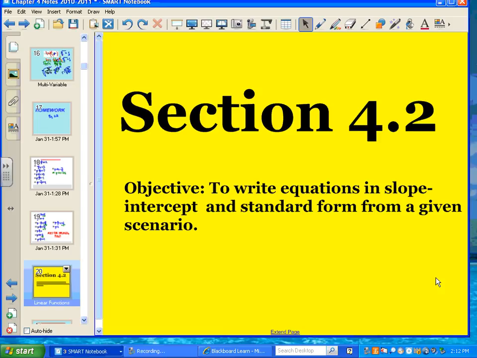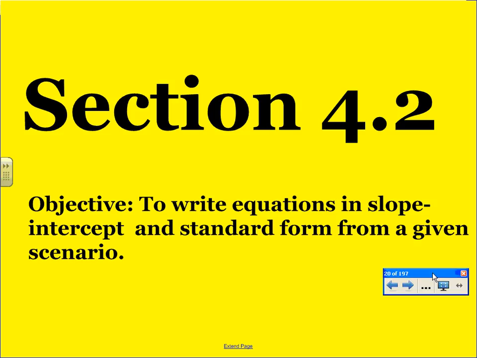Okay, our objective for section 4.2 is to write equations in slope, intercept, and standard form from a given scenario. Yesterday we talked a lot about slope-intercept form. We also rearranged equations that were in a different form to get them into y equals form. So this is a really good transition because we're still going to be seeing things in y equals mx plus b form, but now you're going to learn a new form. And we're going to be writing these equations from a scenario, at least starting to learn how to do that.